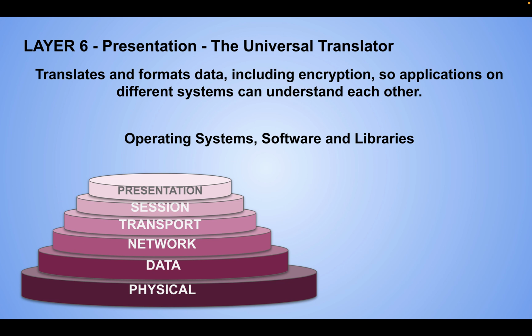Now moving to Layer 6, the presentation layer, this is the universal translator. This layer translates and formats data, including encryption, and prepares information in order for applications on different systems to work. This layer prepares data for Layer 7. So this layer primarily is handled by your operating system, software applications, and some various libraries.